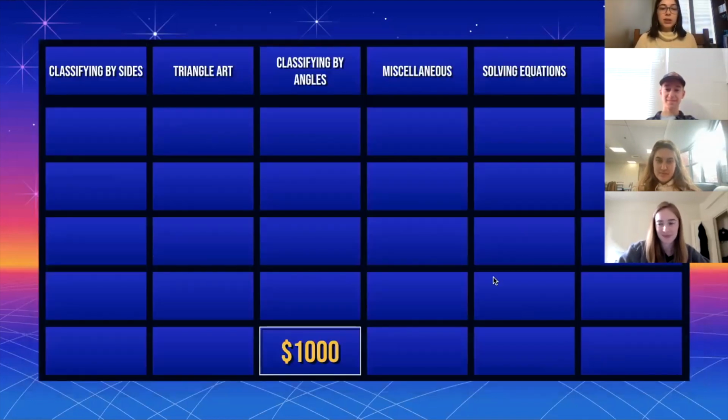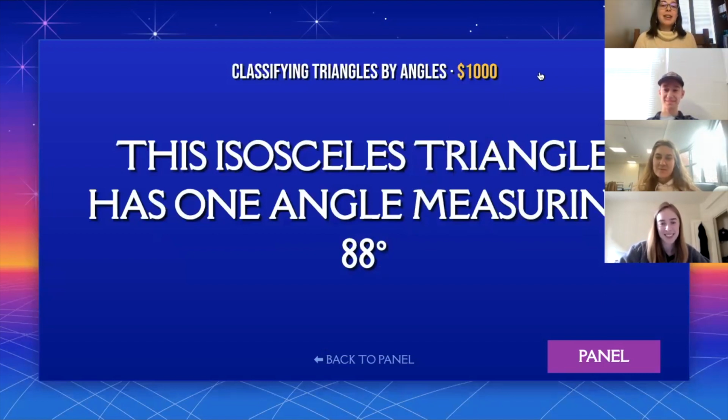And Matilda, last question. You don't get to choose. Classifying angles for 1,000. So this isosceles triangle has one angle measuring 88 degrees. And that is Kat. You buzzed in first. What is an acute triangle? Acute triangle. And what do you know about the other two angles in that isosceles triangle? They're going to be congruent.